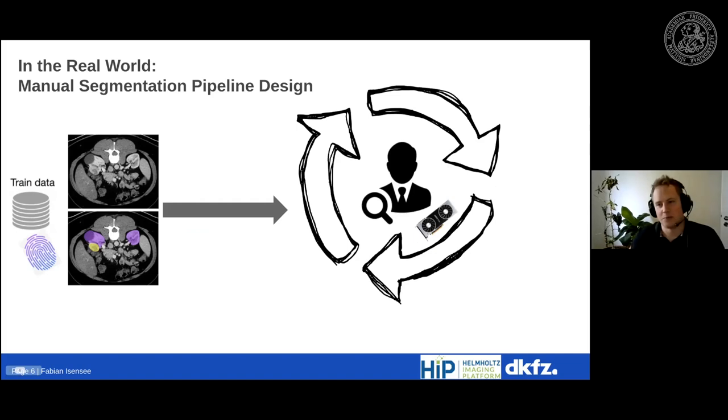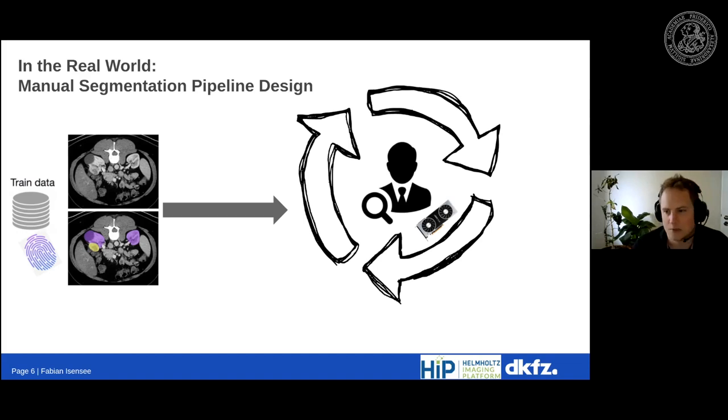Unfortunately, the real world is a little bit different than that. And what is essentially the current quote-unquote state-of-the-art in semantic segmentation in not just the biomedical domain, but in many other domains as well, is that we are given some training data set, and then we have some poor PhD student, intern, postdoc, whoever, that does manual configuration of a segmentation method.